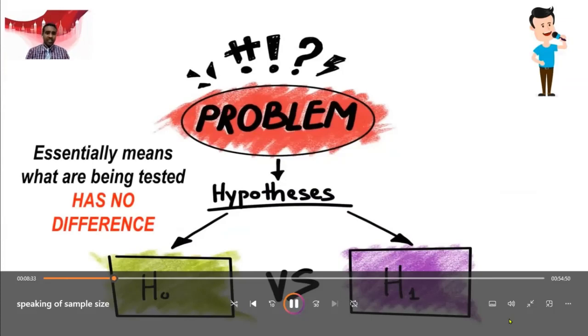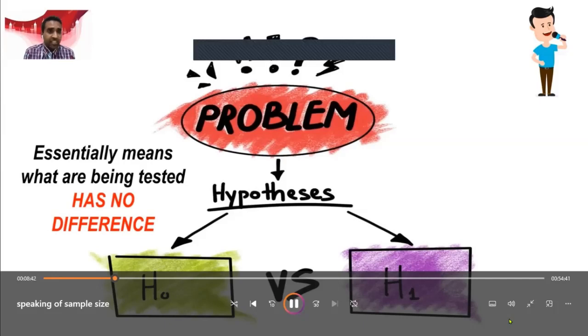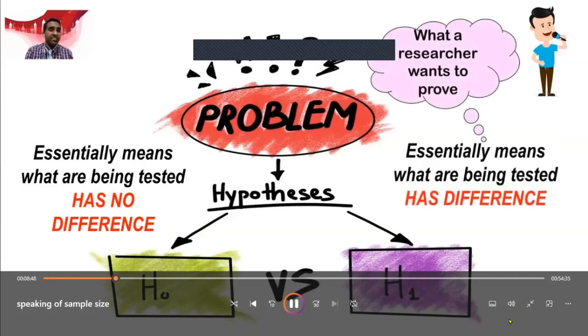Let us take an example, drug A and drug B. You want to know the efficacy of drug A and drug B, and you are stating a null hypothesis that there is no difference between drug A and drug B. And your alternate hypothesis is going to be there exists a difference between drug A and drug B.